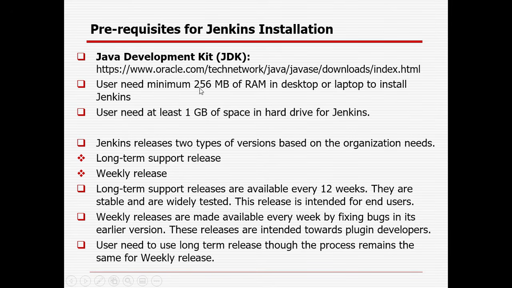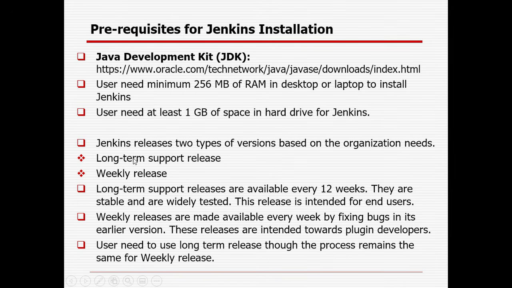It can be Mac, Windows, or Linux. The user needs a minimum of 256 MB of RAM in the desktop or laptop to install Jenkins, and some memory space in the hard disk, like 1 GB, is required. So these are the basic three prerequisites. Also, you can install Apache Tomcat to work smoothly with Jenkins, but it is not required right now. I will definitely let you know when it is required.